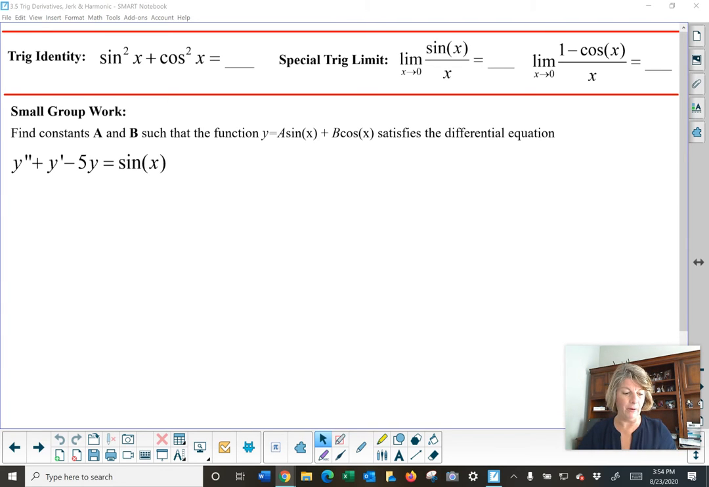Hello, and welcome. We're going to work on that one problem in the 3-5 notes. It's the last question, designed for some small group work. And I want you to see where you went on this one.